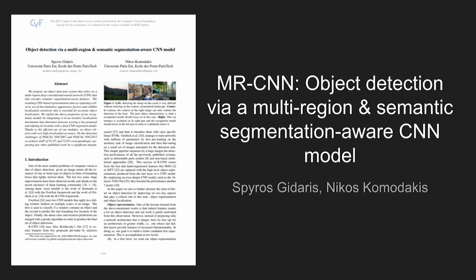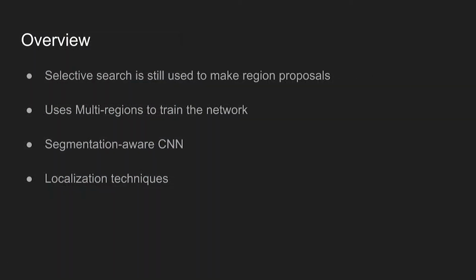Today's paper is MRCNN, object detection via a multi-region and semantic segmentation-aware CNN model. In this model, selective search is still used to make region proposals. However, instead of using one box for training, multiple regions are created for each box proposal. Also, to boost the performance of the model, segmentation-aware CNN is used together with localization techniques.